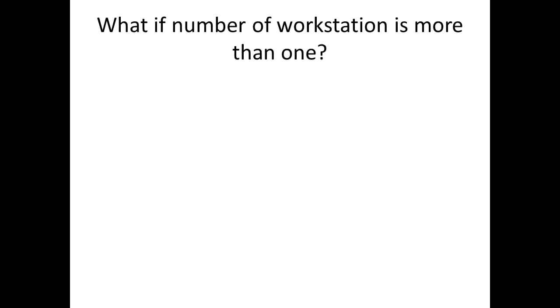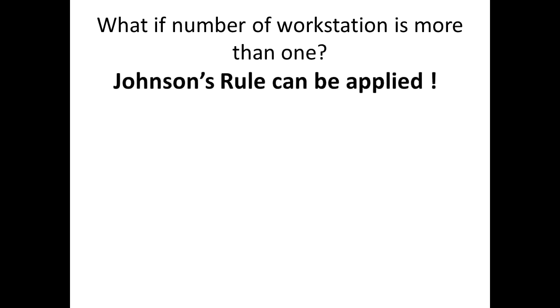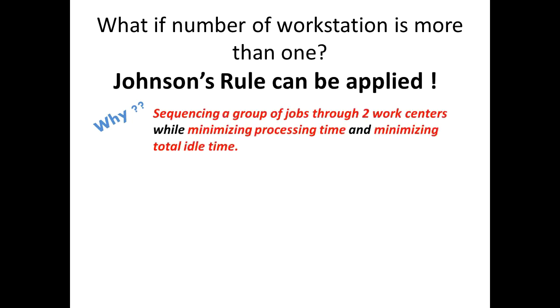The previous job sequencing rules are applicable when involving one work center, but what if the number of workstations is more than one? Now, this is where Johnson's rule can be applied. By applying Johnson's rule, we are sequencing a group of jobs through two work centers while minimizing processing time and minimizing total idle time on the work centers.